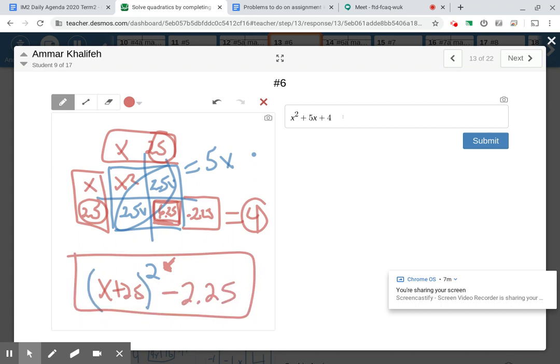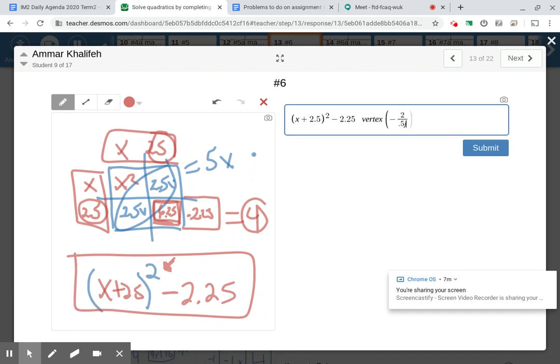All right, so then I'm going to change that to vertex form. X plus 2.5 squared, and then minus 2.25. So the 2.25 is what I mess with. So then the vertex is negative 2.5, comma, I'm sorry, yeah, it is negative 2.5, and then comma negative 2.25.